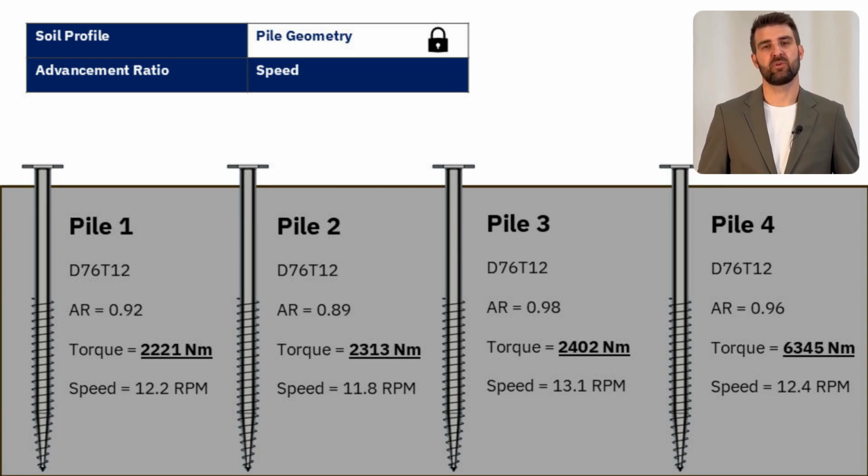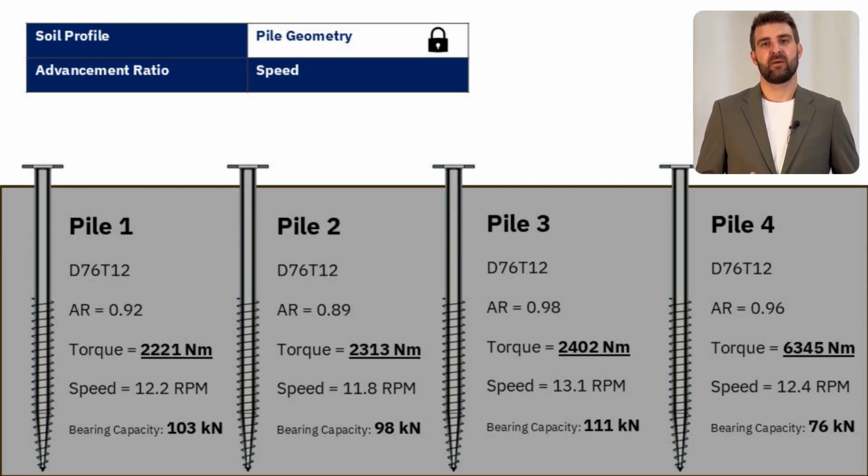And when you look at those installation torques, you will instinctively think that the last one has a really good bearing capacity because it had the much higher torque readings. But in reality, when we look at the static load test, we can see that piles 1 to 3 actually had a bearing capacity from 98 to 111 kilonewtons. Whereas pile 4, which has a torque that was almost 3 times bigger than what we measured in piles 1 to 3, its bearing capacity was only 76 kilonewtons.